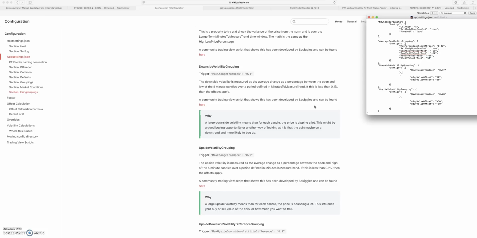If this is less than 0.1%, then these offsets apply. And then it says that there is a community TradingView script that allows you to understand what this is doing. And I'm going to dig into that in a second. But first, we're going to read why this is a good idea.